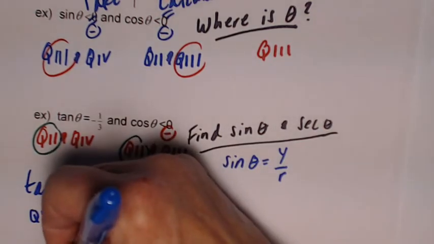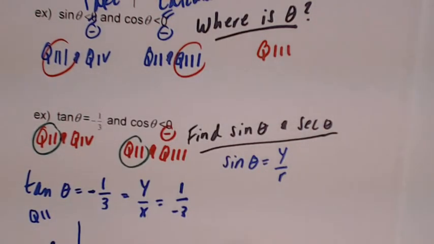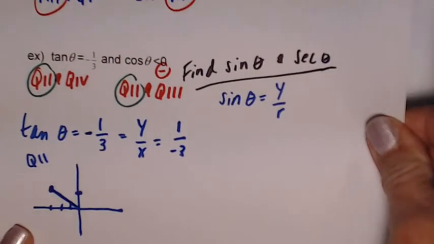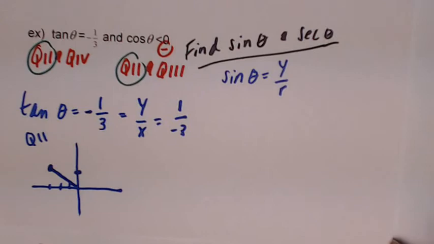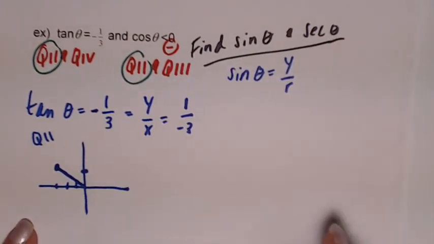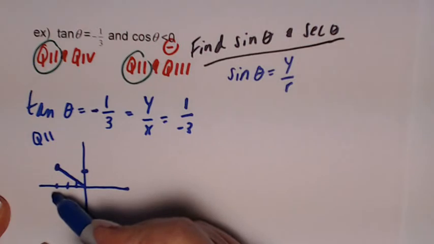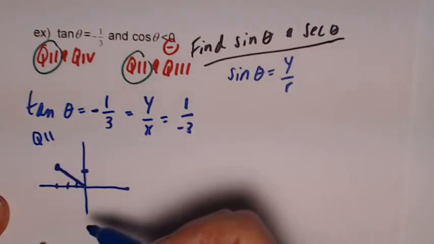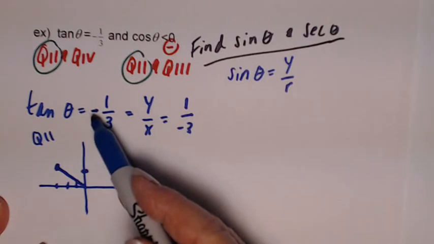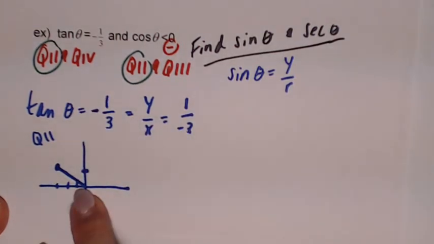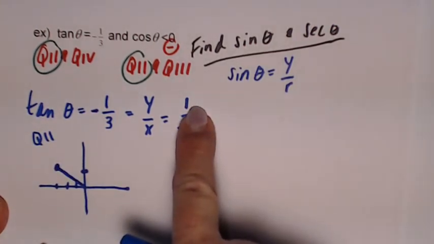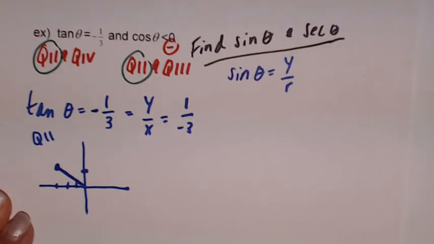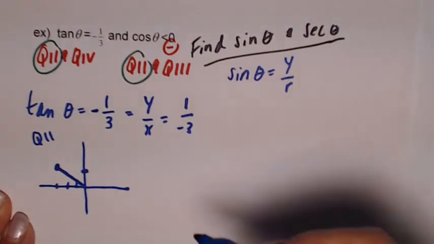So there is the point over here. x is -3, y is 1. Again, we didn't know where this negative sign applied, but we know we're in Q2. In Q2, x's are negative and y's are positive. So now we know x, we know y, we need to find our r.